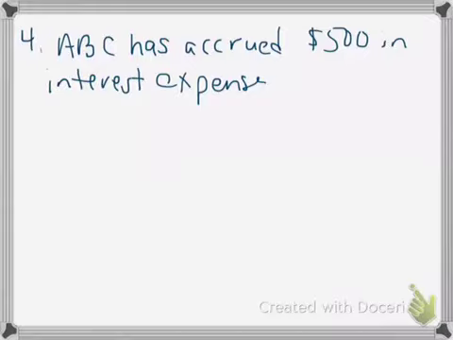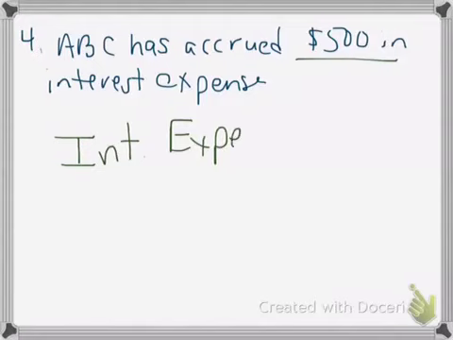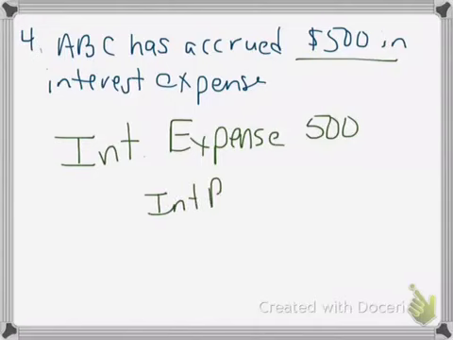The last one on the worksheet is ABC has accrued $500 in interest expense. So in this one, we have the amount. It has been accrued. So there is an expense there, and so we do have to put that expense out there. So we would have interest expense, and that interest expense would be for that $500, and the other side is going to be interest payable because this money is due. We do still have to pay it.